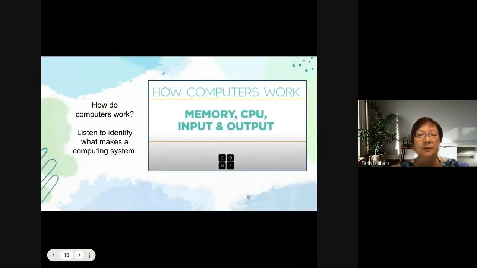So how do computers work? We're going to listen to just a quick snippet of this video put together by code.org. And as you listen, try to identify what makes up a computing system.